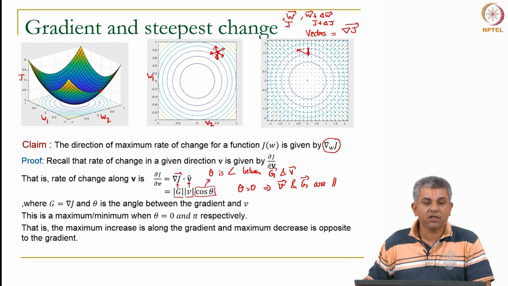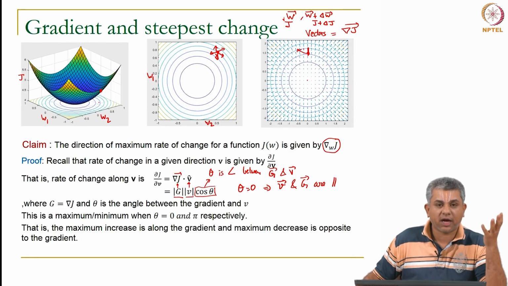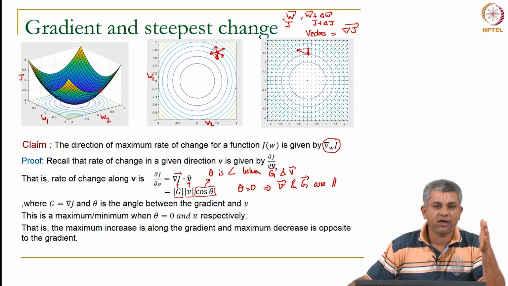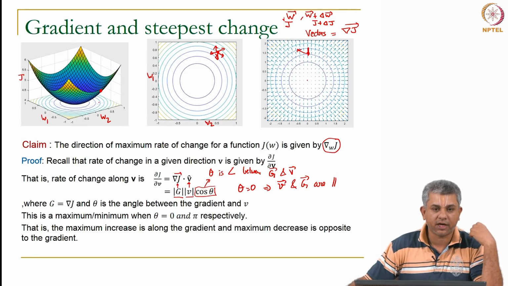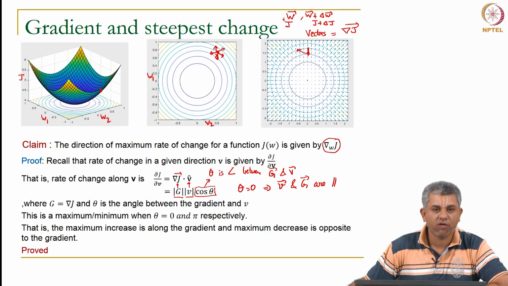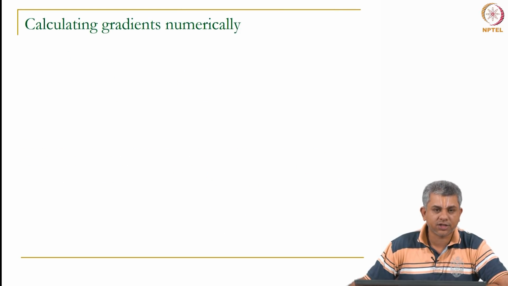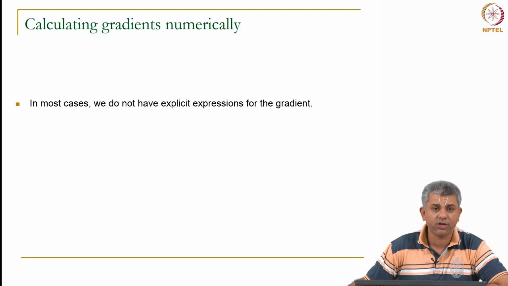What it says is the rate of change is maximum right along the gradient, and the rate of change is minimum, or maximum negative, in the opposite direction. Okay. So, this is the proof of this theorem. Next, we wanted to find out how to calculate gradients numerically.